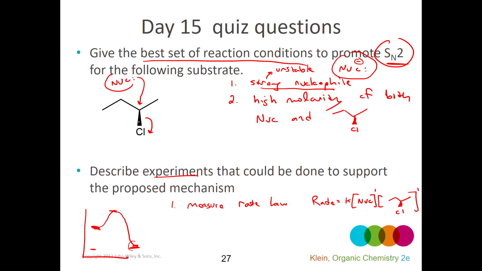So that does at least suggest it could be an SN2 reaction, because if both of these have to be involved in the collision, then increasing the molarity of either one will increase the rate proportionally by creating more frequent collisions between the two of them. So measuring the rate law and verifying that they're both first order is one way to show that it's second order overall. Secondly, we could use the stereochemical data.